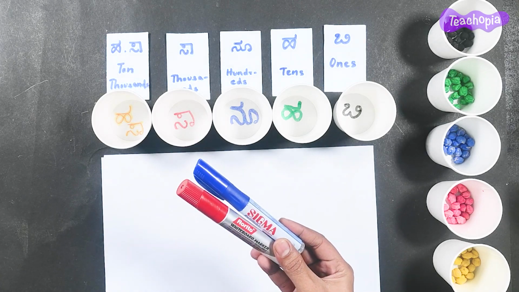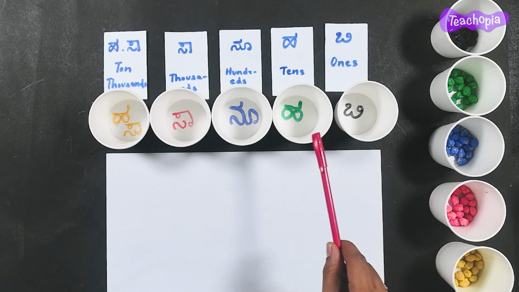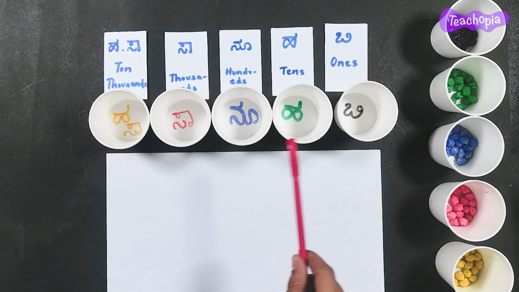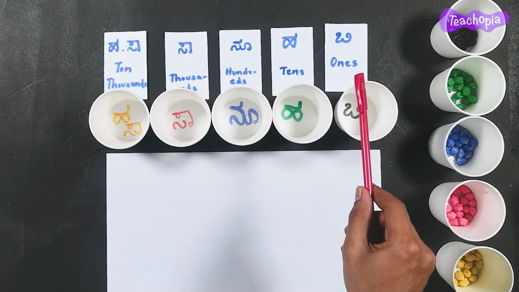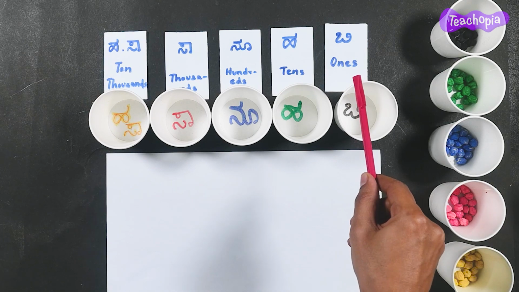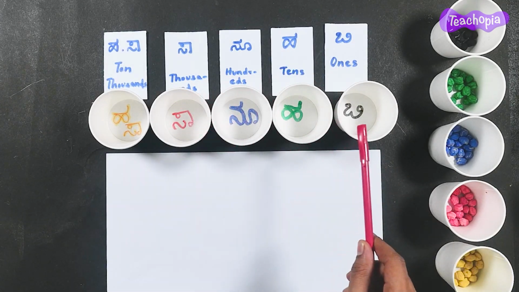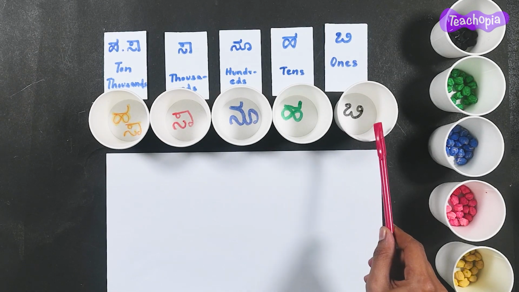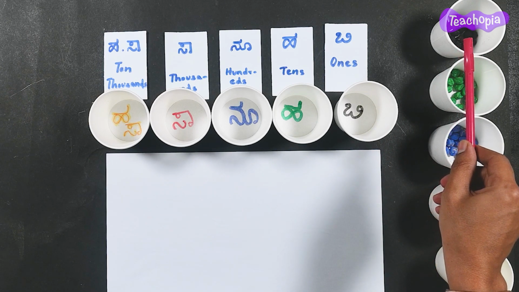We also require sketch pens or markers. We use cups to represent units, tens, hundreds, thousands and 10,000s places. The cups are marked with colors matching the color of the grains. At the top, we show the representation used in the place value chart. This cup marked in black color represents the units place. We use black colored grains to represent the digits in the units place.